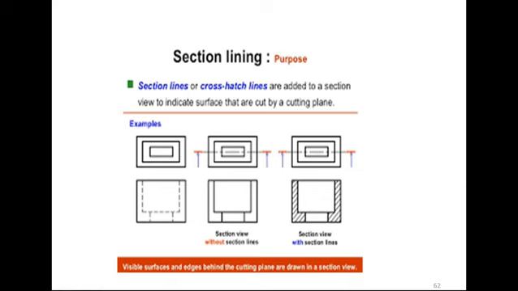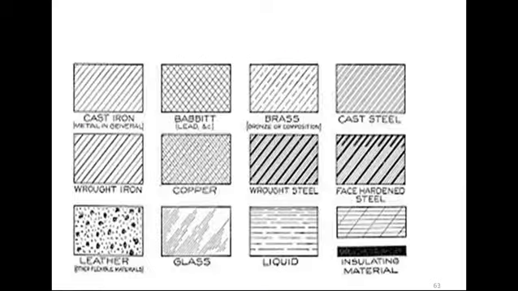This is for section lining. Next one, this is a very important slide. There are many different kinds of materials available in industry. So while we are doing sectioning or hatching, the kind of patterns we are going to use is shown on this slide. First of all, this is cast iron. When you are using a cast iron material and you want to take a section, then the hatching pattern must be like this.